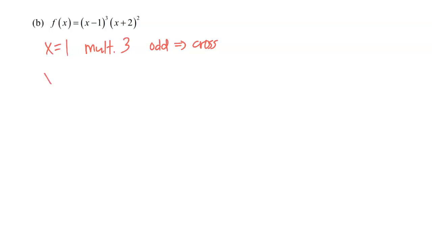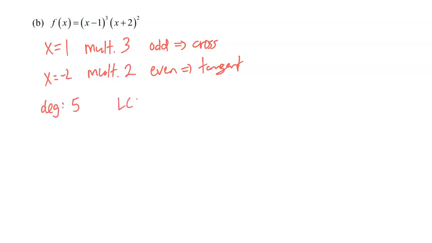My other 0 is going to be x is equal to -2. That's going to have a multiplicity of 2, and that is, of course, even, which means that the graph will be tangent to the x-axis at that particular 0. The degree of this polynomial is just the sum of the multiplicities, which is going to be 5. The lead coefficient, again, is going to be 1, which, of course, is a positive number.